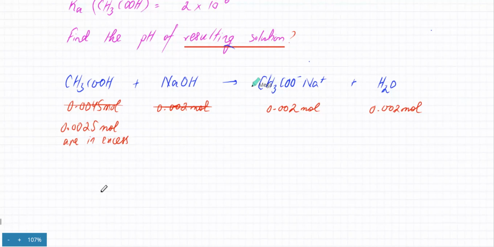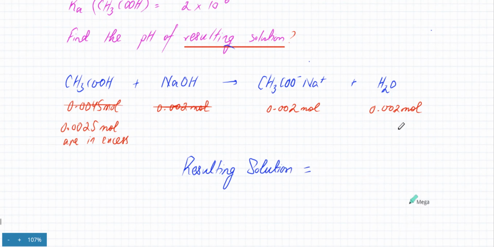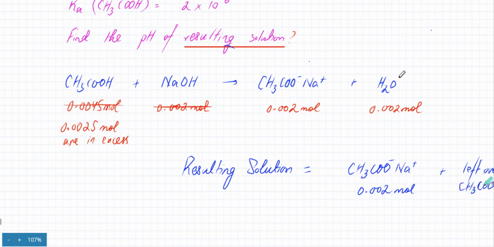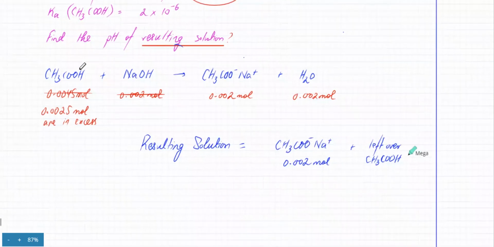Now, going ahead, my mixture, the resulting solution. I need to figure out what the resulting solution is. So the resulting solution is water, so I'm going to ignore water. It's basically CH3COO- Na+, meaning salt. How many moles? It's 0.002 moles, plus the leftover ethanoic acid which was in excess. That is still present in the solution. It hasn't reacted completely. So this leftover ethanoic acid is 0.0025 moles. So that's my resulting solution, but it contains this product and the leftover ethanoic acid.